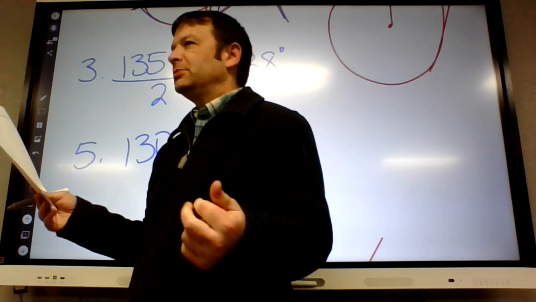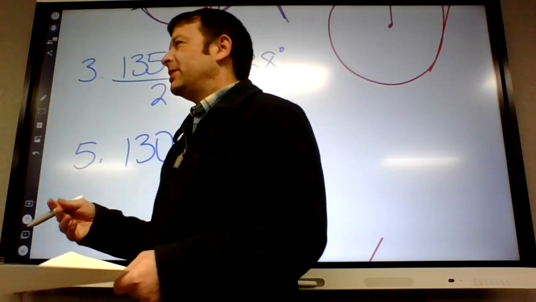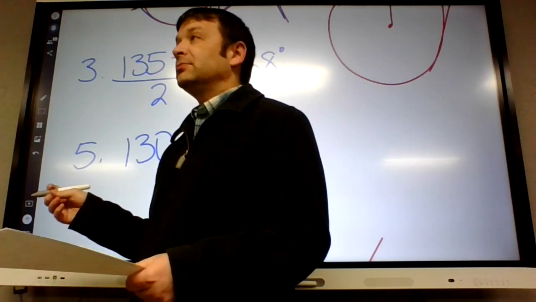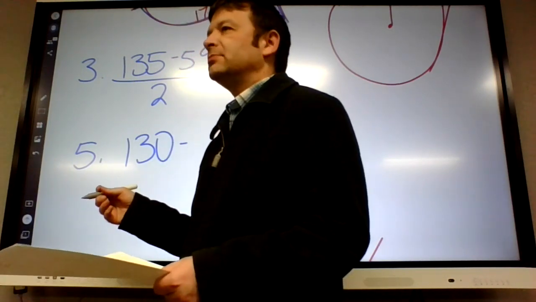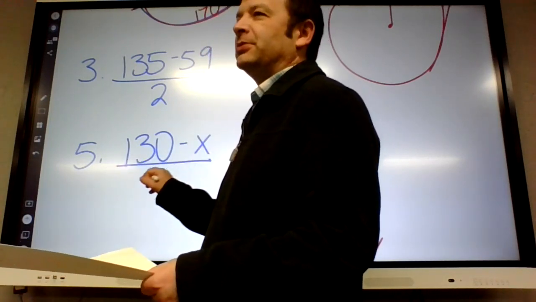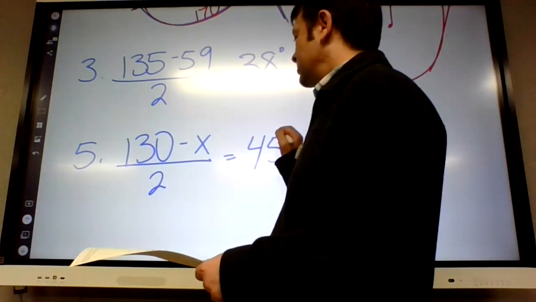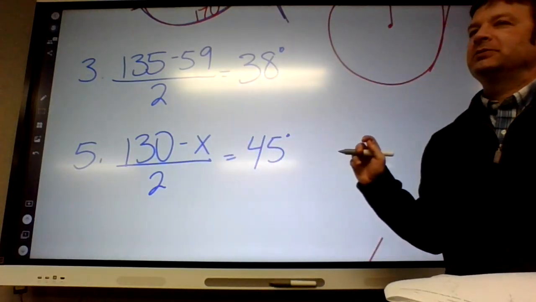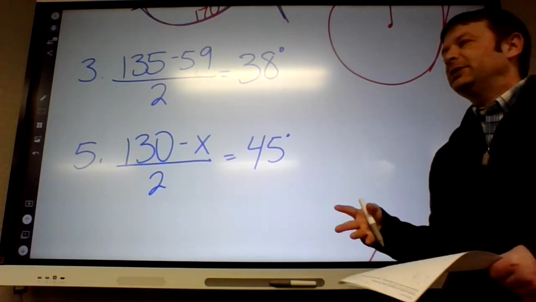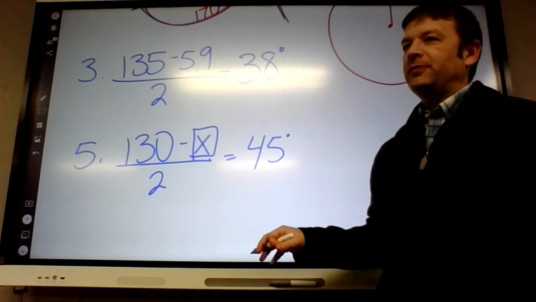Just like number 3, try. Try again. 130 minus what? Minus what, x? Yes. Divided by 2 equals 45. You get it? 130, it's the arc minus the arc divided by 2 equals angle. The difference is we don't know what the arc is this time, so we got to solve for it.